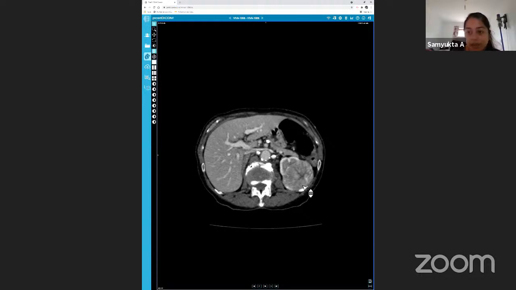So I was thinking a solid mass in an adult, you have to think about renal cell carcinoma, but this scar is typical of an oncocytoma, which is a mimic of renal cell carcinoma. If this was RCC, what are the other things you would be worried about? And how do you confirm that this is just benign and not malignant? So I would look for associated lymphadenopathy, any invasion into the left renal vein or IVC.